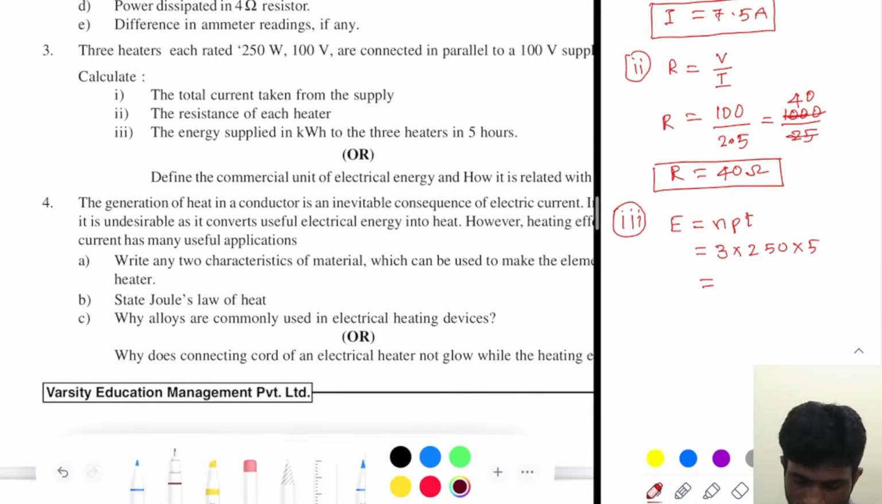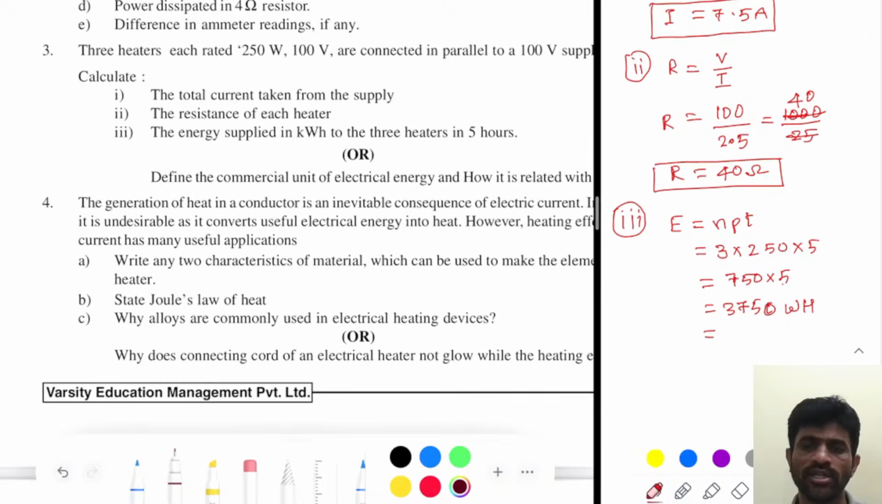So total energy is going to be what? 3 into 250 is 750, 750 into 5. So we have to multiply this. 5 5s are 25, 5 7s are 35, 35 plus 2 is 37, so 3750. Watt hours. We can write it as watt hours.